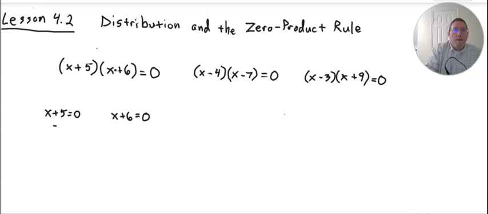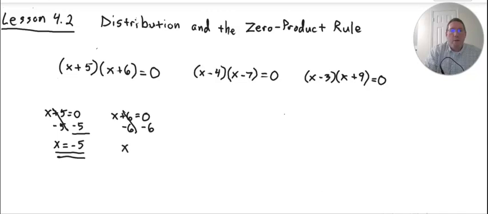Over on this x plus 5, we're going to subtract 5 from both sides, and then we're going to cancel the plus 5, bring down the x, bring down the equals. 0 minus 5 is negative 5, and so one of our solutions is x equals negative 5. Okay, and then we're going to do the same thing here. We're going to subtract 6, cancel the plus 6, carry down the x, carry down the equals. 0 minus 6 is negative 6, so our second solution is x equals negative 6.